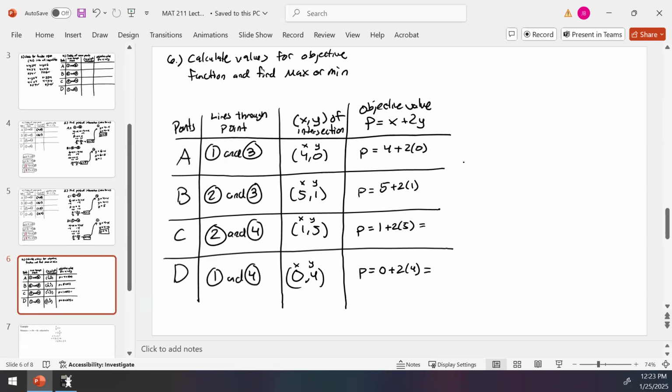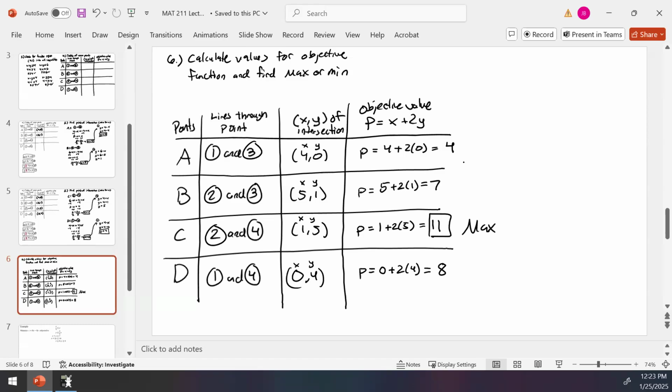And if you calculate it, which one is the biggest? I get 4. I get 11. Nope, I do not get 11. That's bad math. I get 7. This one is 11 because 10 plus 1. And then this one is 8. So this is the largest. So that means that this is the maximum.